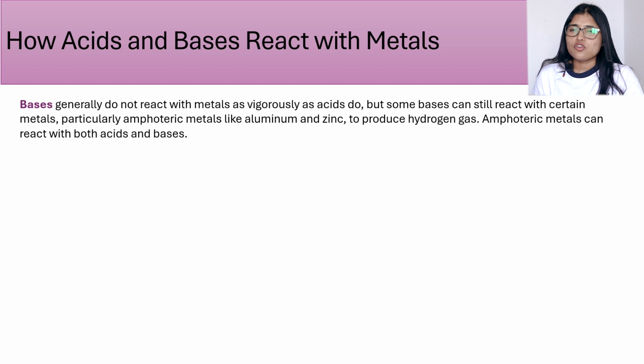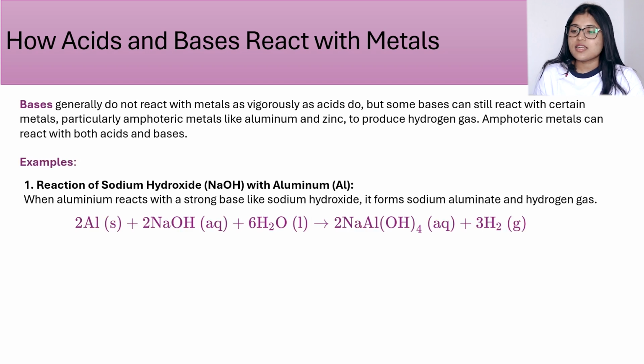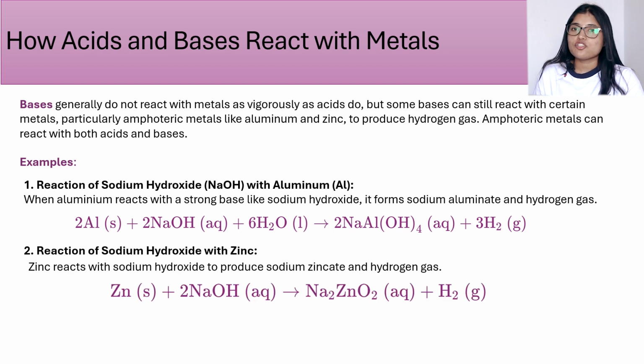Bases, on the other hand, do not react with metals as vigorously as acids do, but some amphoteric metals like aluminium and zinc do react with bases to give a similar reaction to that of acids, which releases hydrogen gas. An example for this is the reaction of sodium hydroxide with aluminium, which gives us sodium aluminate with hydrogen gas. Another example is the reaction of sodium hydroxide with zinc, which produces sodium zincate and hydrogen gas.